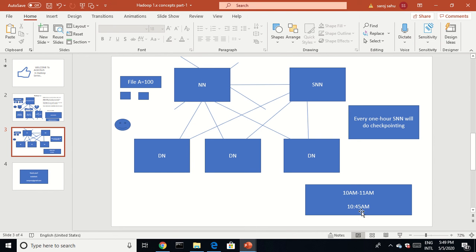From 11 a.m. to 10 a.m. to 10:45 a.m., whatever changes happened in the name node's metadata cannot be copied to the secondary name node. So there is a possibility of losing 45 minutes of metadata.